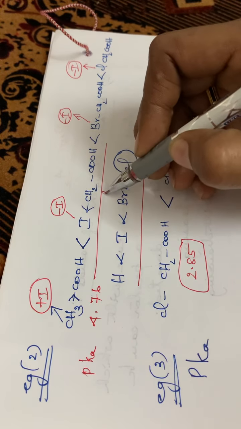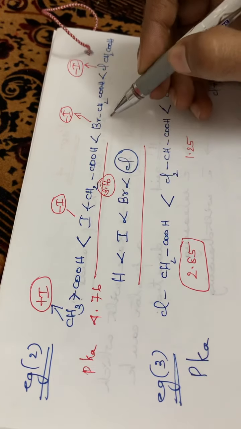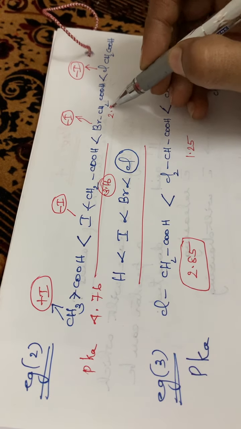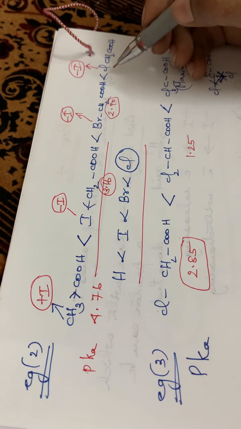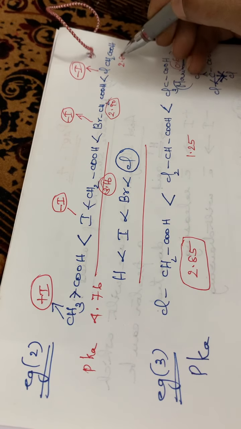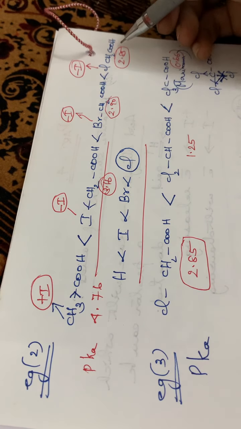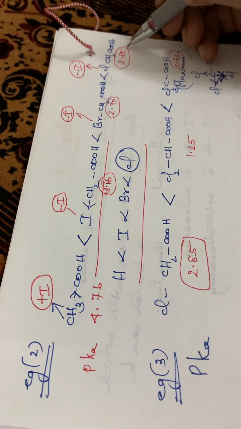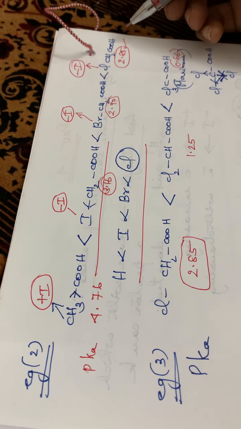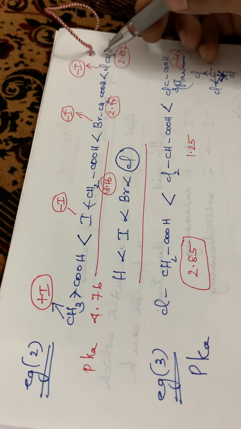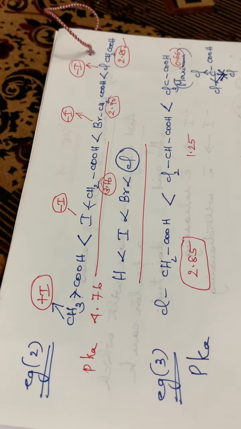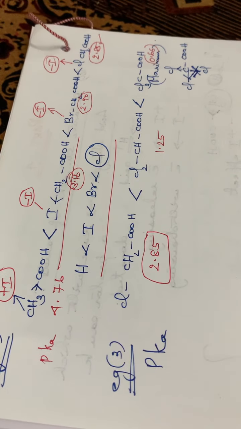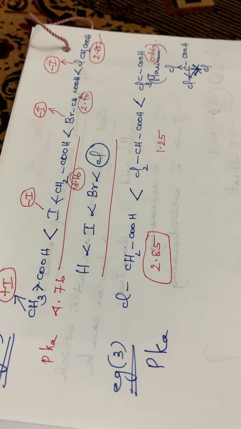In this case also, for acetic acid the pKa value is 4.76, for iodoacetic acid it is 3.16, for bromoacetic acid it is 2.90, and for chloroacetic acid it is 2.85. So here chloroacetic acid has the least value of pKa, so we can say that it has the greatest acid strength. So this is regarding the strength of acids.